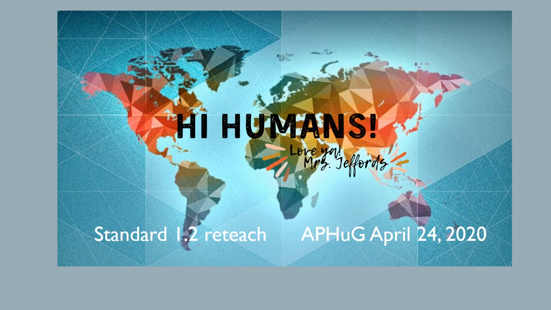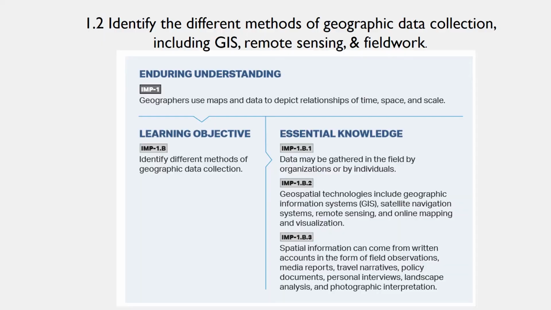Hey, I had put out a question asking which standards you guys would like to be retaught, and the only one I heard back about was 1.2, which is fine. So I'm going to do a little recap on this. Just know I also posted the video that Miss Duffy made from her students' feedback that covers several other of those Unit 1 standards. So here we go. Standard 1.2 asks to identify the different methods of geographic data collection, including GIS, remote sensing, and fieldwork.